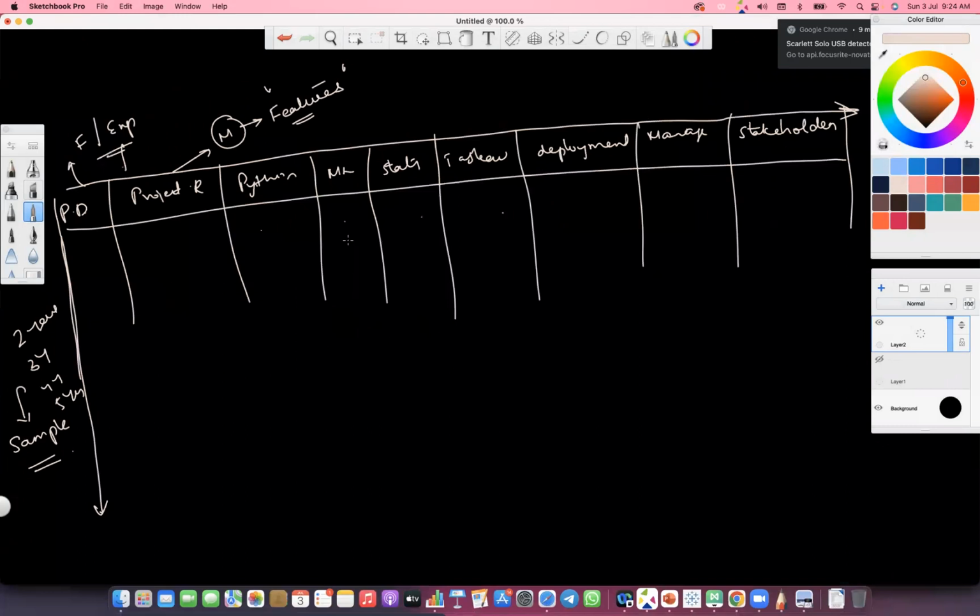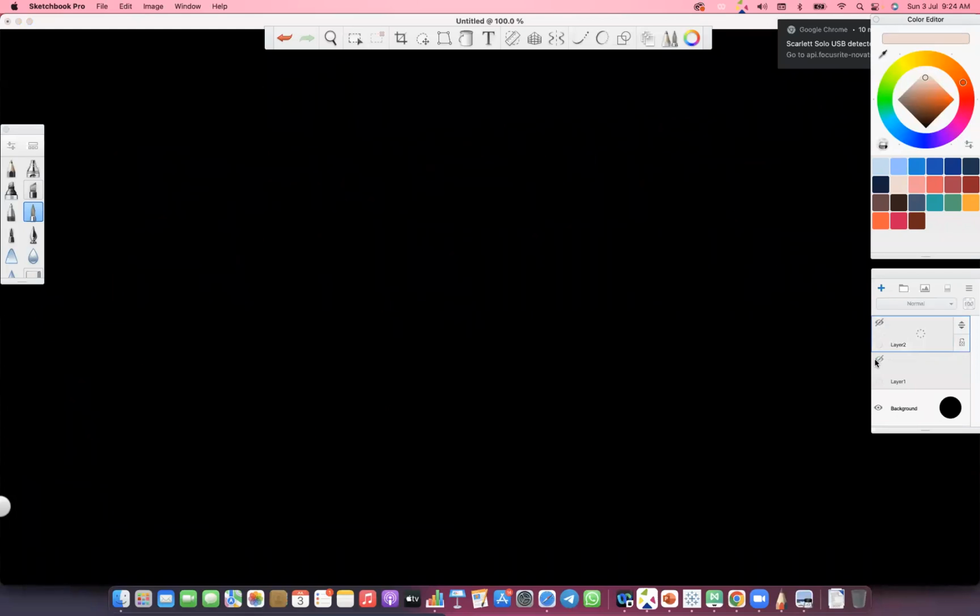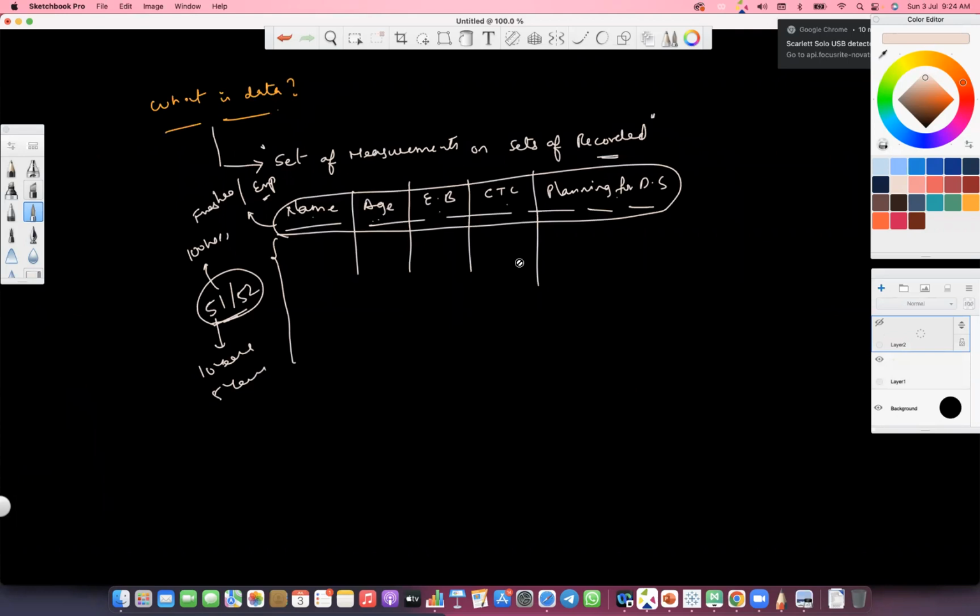Now, when you look at this data or these measurements, there are two different types of data: continuous data and discrete data. So when you go back to this data, there are two types, discrete and continuous. Age, is it continuous or discrete? Let me explain what discrete data is and what continuous data is.